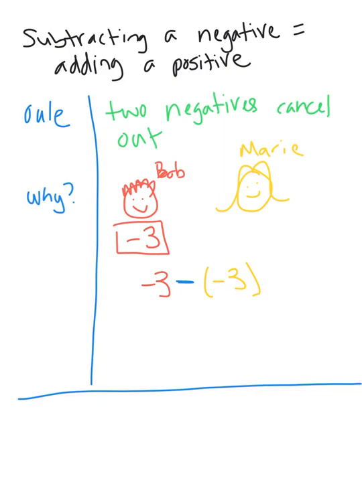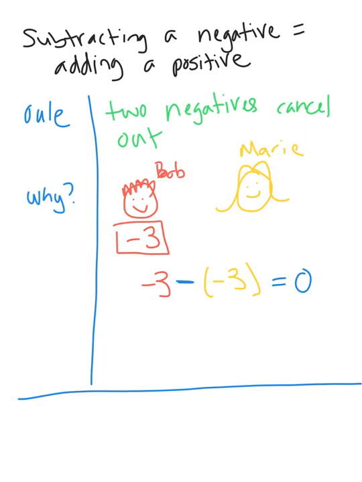And what happens if you take away that negative 3? That should get you back to 0. So if you think about it, if you owe somebody something and you take away owing that, it'll get you back to 0. And now what's the easiest way for Marie to take away Bob's pain? It would be just to add 3 back on.